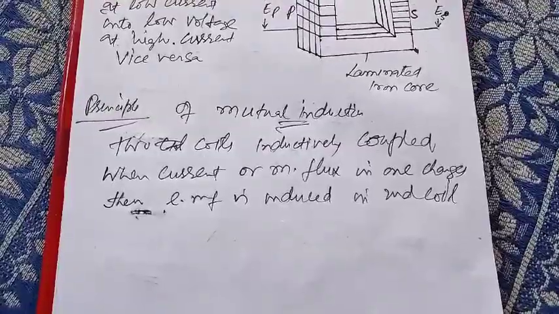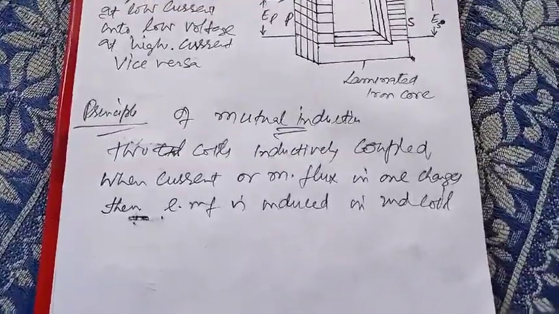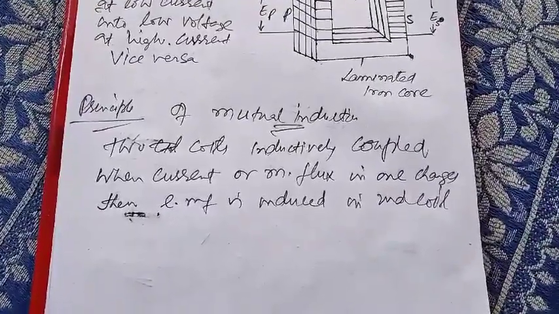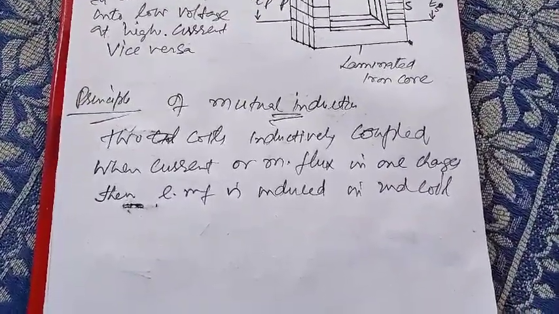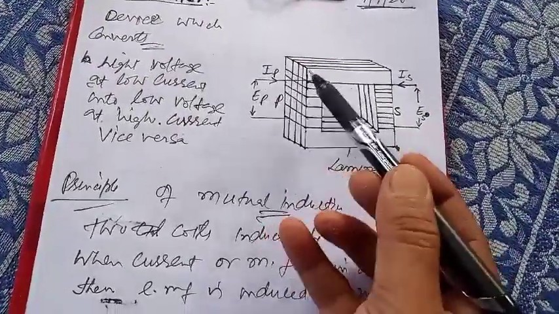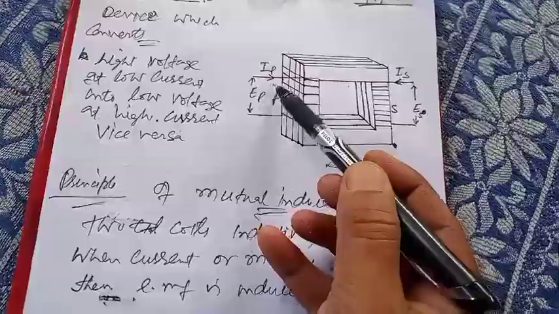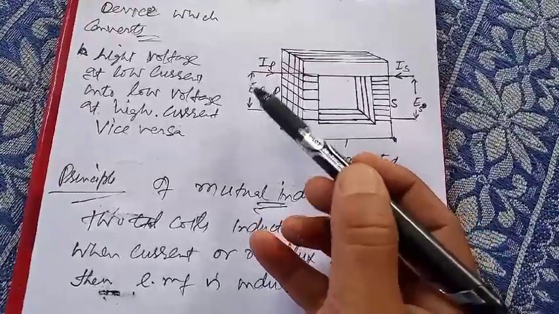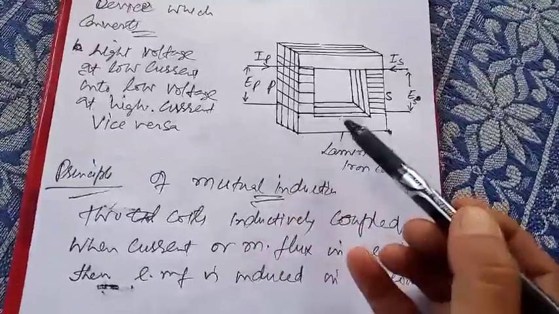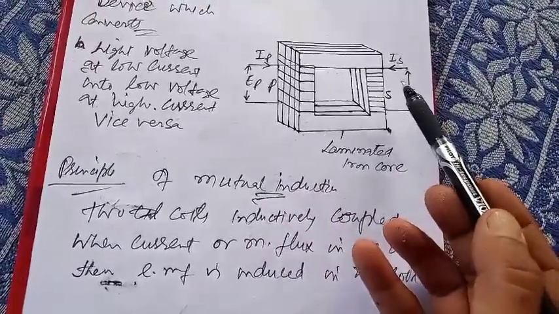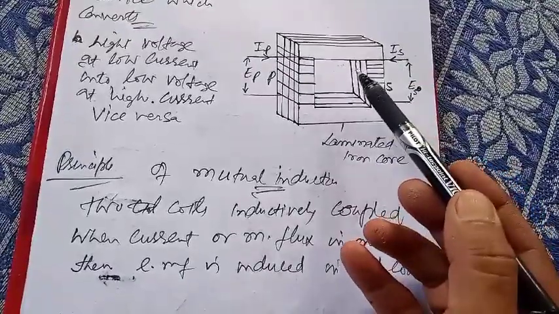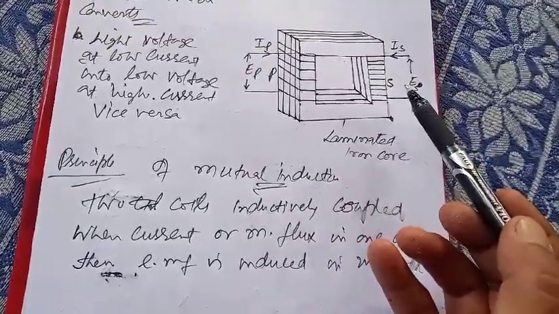That is, if we have two coils, they are inductively coupled with each other, and when current or magnetic flux linked with this coil changes, an EMF is induced in the second coil.